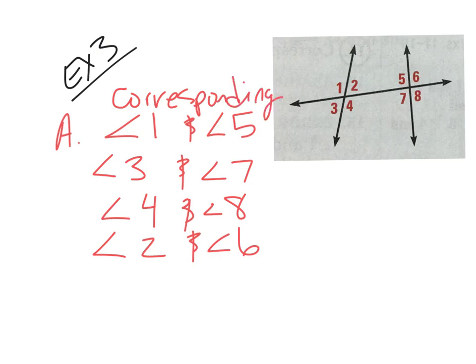Make sense? All right, now let's look at B. B asks you for alternate interior angles. So over here, alternate interior. Interior means they are where? On the inside of the two lines going the same direction. So that means we only have two sets, right? But alternate means they're what? Opposite sides of the transversal. So one set would be angle 2 and 7. What's the other set?